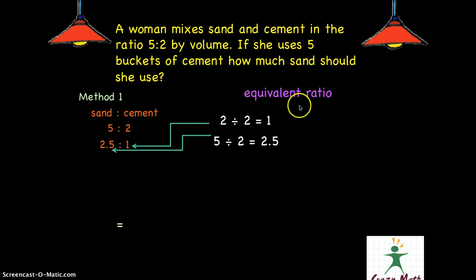Now, remember, in this problem, what we are really solving for is how many buckets of sand do we need for 5 buckets of cement. So on the next line here, we want the 1 to change into 5. So we're making 1 a bigger number. What operation will make 1 into a bigger number? Is it multiplication or division?